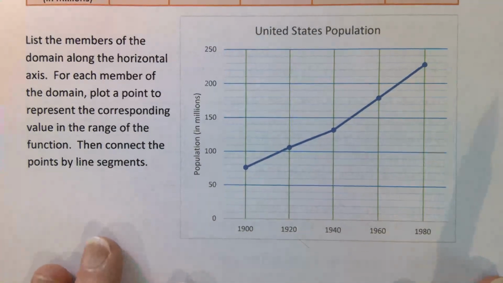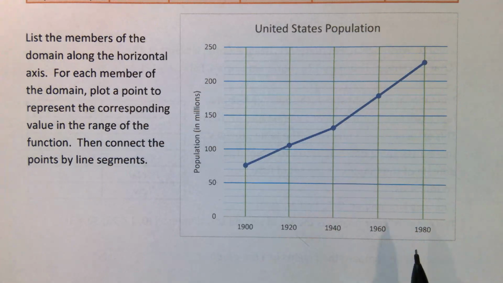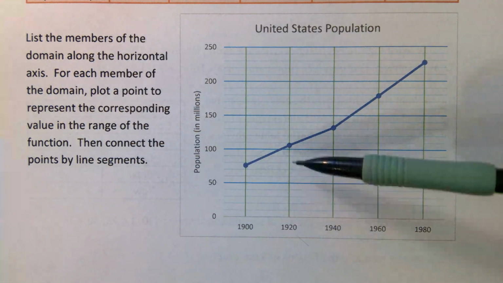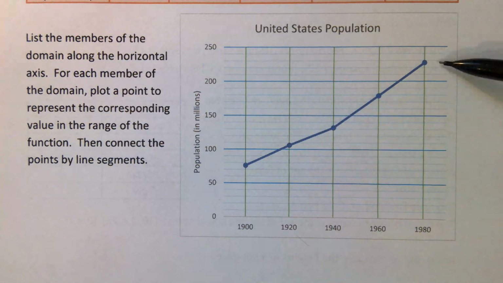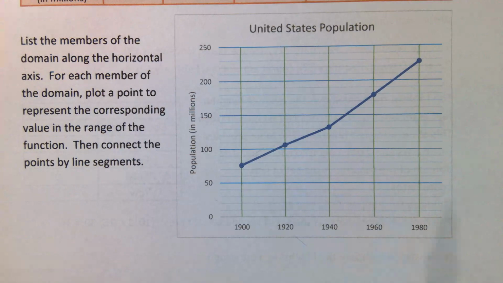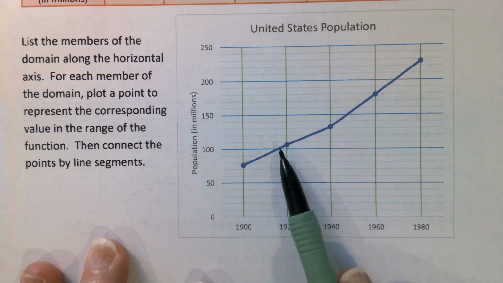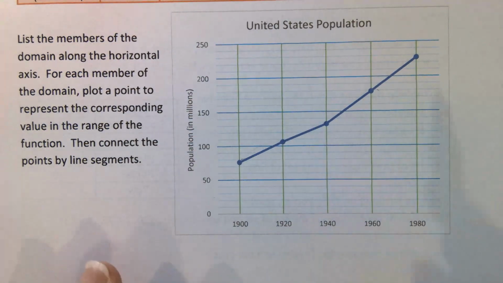We listed the members of the domain along the horizontal axis. For each member of the domain, we plotted a point to represent the corresponding value in the range, and then we connected the points by line segments, okay? But the main thing to remember about a broken line graph is the dots are your actual data. The lines in between don't represent data, they represent a trend, okay?